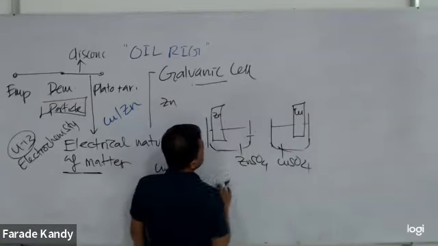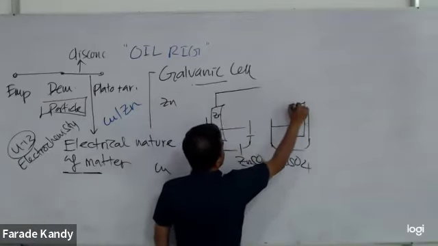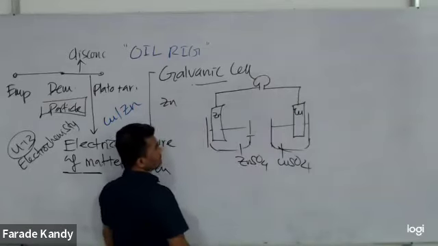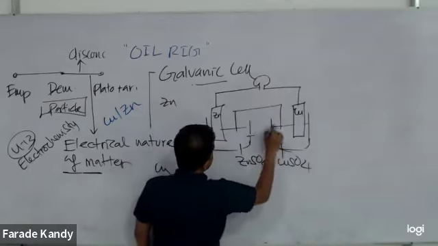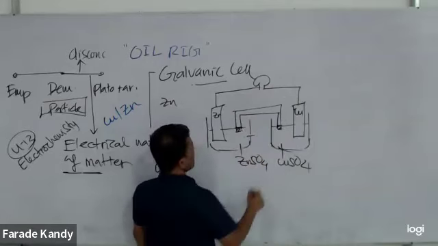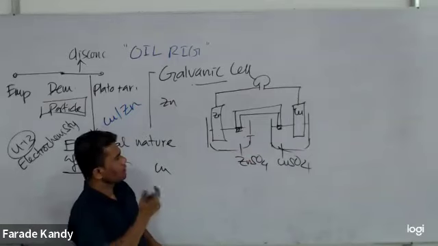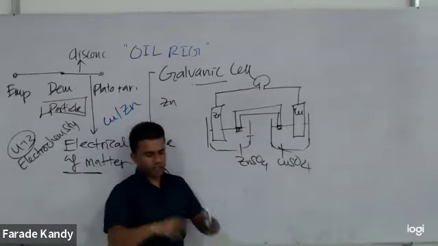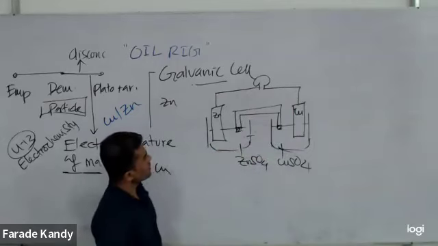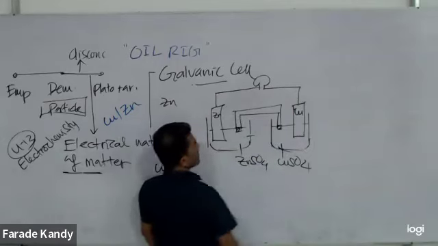Then what we do, we connect these two using a conductive wire and fix the bulb or something here. And we connect these two solutions also using, we call it a salt bridge, but don't worry about that. Even a piece of cloth is enough. You take a piece of cloth and put it there in this manner. We connect the two solutions. Here conductive wire and bulb and everything.